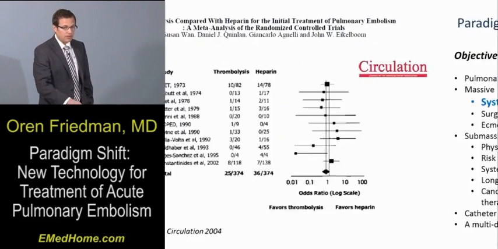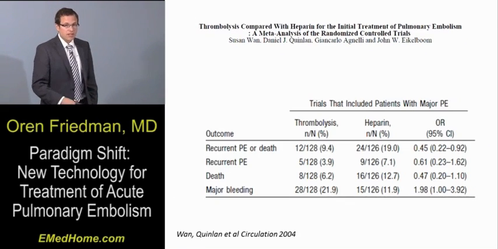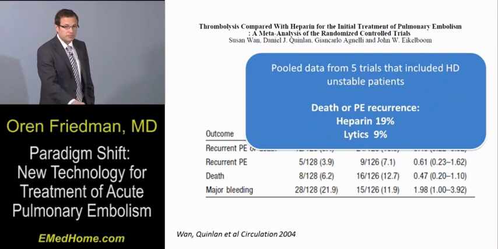massive pulmonary embolism population. This is a meta-analysis that came out in 2004 looking at all the clinical trials of systemic thrombolytics and massive pulmonary embolism to that date. And when they pooled those trials that included hemodynamically unstable patients, there was a significant difference in death or PE recurrence between the group that got heparin alone versus lytics. And you can see that that difference was quite profound.